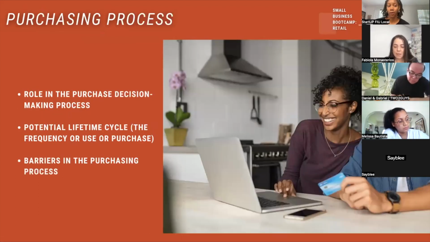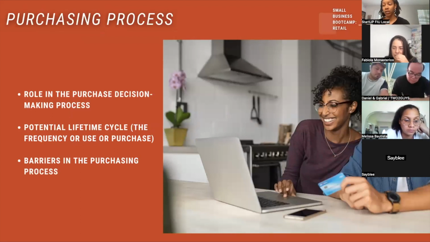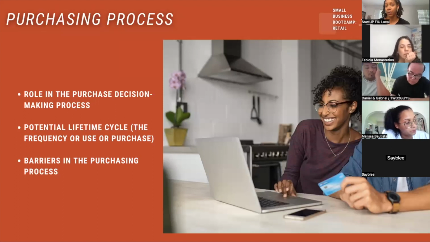Lastly is their purchasing product. This is the portion where we generate our sales from. It's important to understand your audience, and the role that your audience plays in their purchasing or buyer decisions. Are they the primary person? Are they purchasing for themselves or for others? Do they have a potential lifetime cycle? Is there a frequency to when they use or purchase your product? Are there barriers to them purchasing?